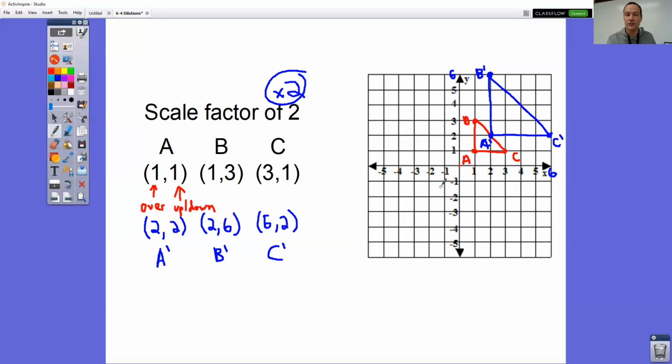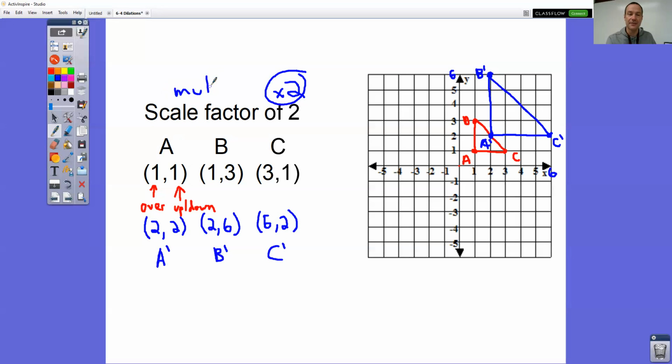Now, in some of the questions today, you'll be given the two pictures, and you'll have to figure out what the scale factor is. Well, how do you do that? When I take a look at my original triangle here in the red, the bottom length is 2 blocks. On my new one, it is 1, 2, 3, 4 blocks. Well, how do you get from 2 to 4? You have to multiply by 2, right? The scale factor is what you multiply by.